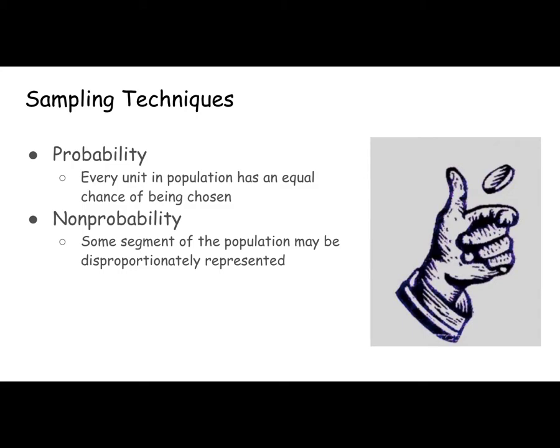An important distinction between sampling techniques is whether they're based on a probability method or a non-probability method. In a probability sampling technique, every unit, every person in the population has an equal chance of being chosen. In a non-probability sampling technique, some parts of the population may be more likely to be included than others.